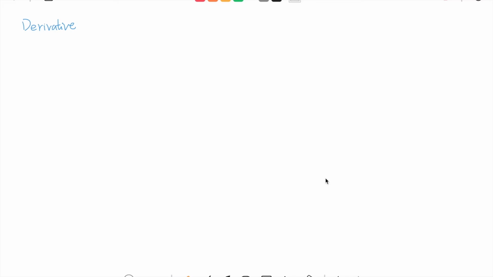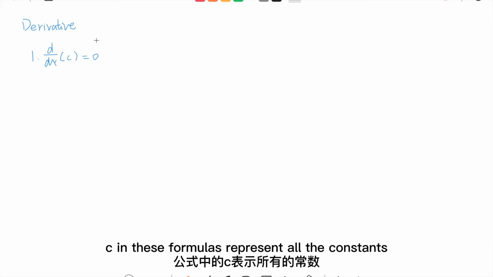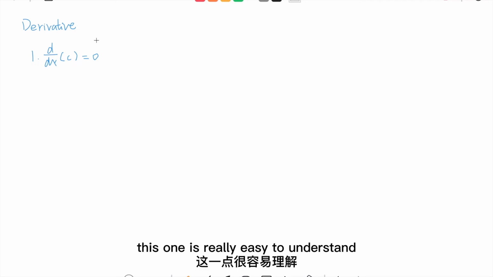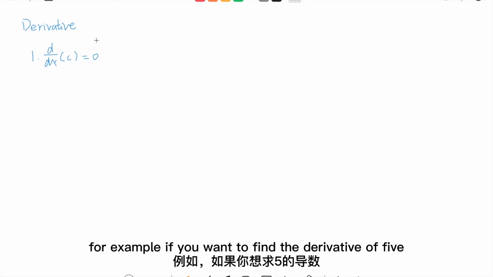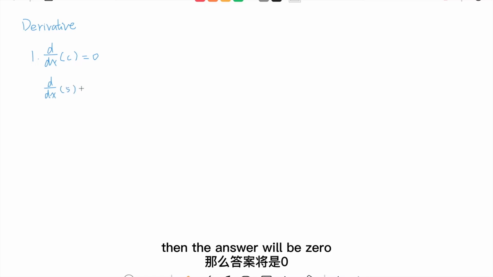Number 1 is d/dx of c equals 0. C in these formulas represents all the constants. This one is really easy to understand. For example, if you want to find the derivative of 5, then the answer will be 0. No matter what the constant is, the answer will always be 0.